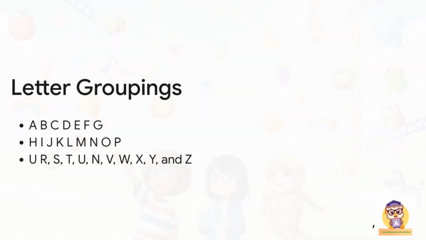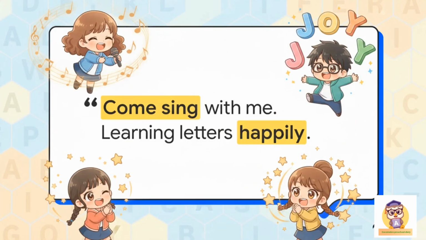We've got A, B, C, D, E, F, G, then H, I, J, K, L, M, N, O, P. And finally, a somewhat chaotic U, R, S, T, U, N, V, W, X, Y, and Z. By chunking the alphabet into these rhythmically unique blocks, the song actively prevents cognitive overload. It takes a daunting sequence of 26 characters and breaks it down, making the sheer volume of memorization actually manageable for the human brain.